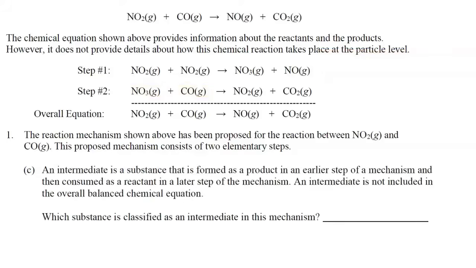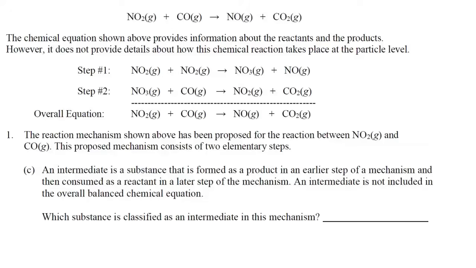In part C, the definition of an intermediate is a substance that is formed as a product in an earlier step of a mechanism and then consumed as a reactant in a later step of the mechanism. An intermediate is not included in the overall balanced chemical equation.